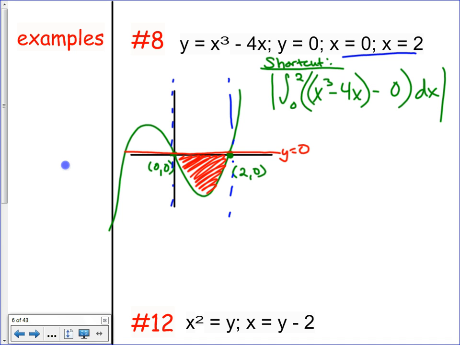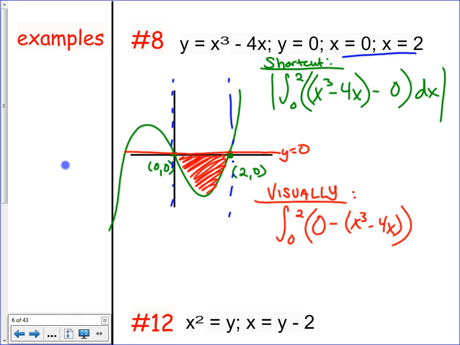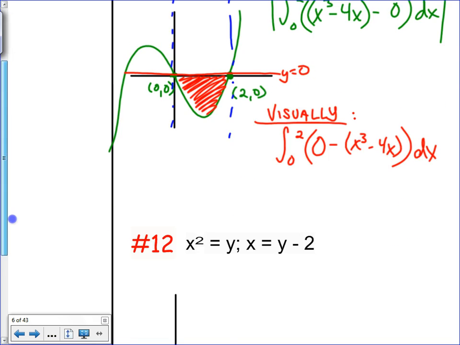Why did I do absolute value? Because it's negative. If you do this minus this, I did it backwards, it would have been negative. I'm trying to find area between, so I need to make sure it's positive. This would be my shortcut visually. If you had looked at it and said, who's top, who's bottom? Which one's more positive? You would have done 0 to 2. What's on top? 0. What's on bottom? The function. And you wouldn't have needed absolute value, but whatever. Do we really need to find the picture? No. Sweet.